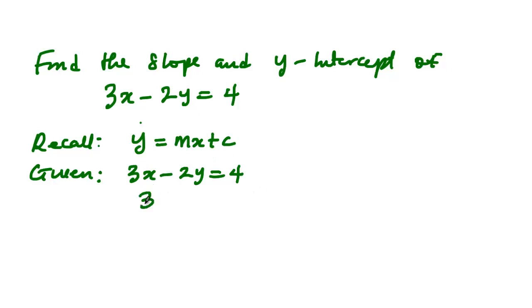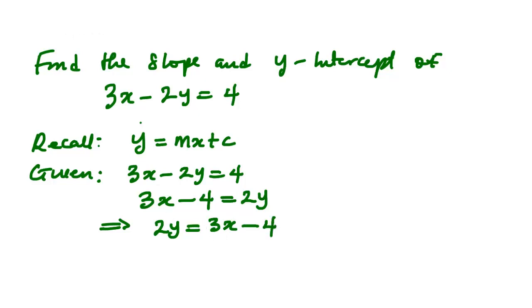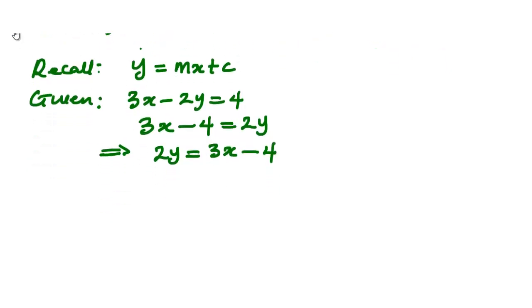So I can still write this as 3x. If 4 is coming in, it will become minus 4 because it's crossing the equality sign. The positive sign there will change to negative. So it's 2y. If I rearrange this, I can say this can also be written as 2y is equal to 3x minus 4. So to make y the subject of formula, I have to divide both sides by the coefficient of y, which is 2. So divided by 2, and 2 cancels 2.